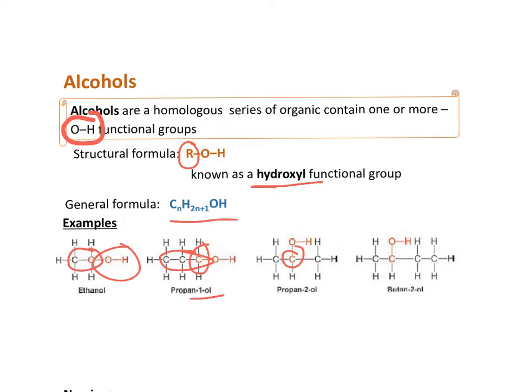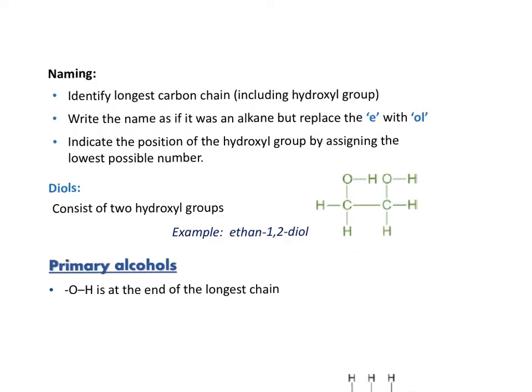The next one is butan-2-ol: but because there are four carbons in the longest chain, and the 2 because the OH sits on the second carbon. When we name alcohols, it's important to identify the longest carbon chain, just like with any other, though the carbon chain must have the OH attached to one of the carbons. When we write the name, you write it like an alkane, but instead of an E, we have an OL. Please make sure that your O looks like an O and not an A.